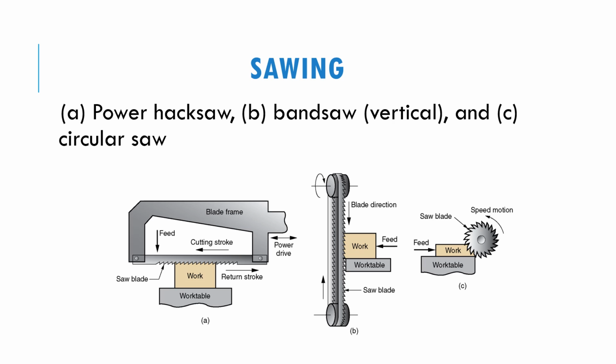For the power hacksaw, usually the cutter will go back and forth. For the bandsaw, usually the tool moves continuously like a belt, so the tool goes up and down like this one, and the cutter works continuously. The circular saw is usually a big circular tool that rotates, and then we just feed the work part towards the circular saw.